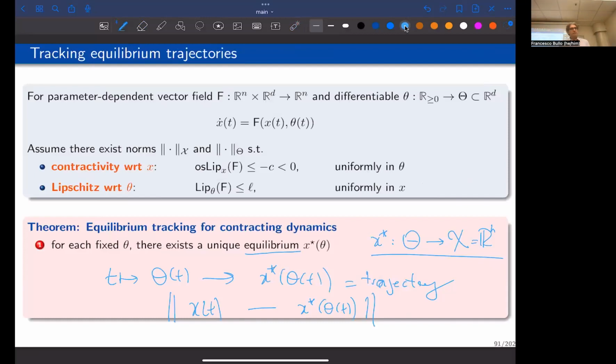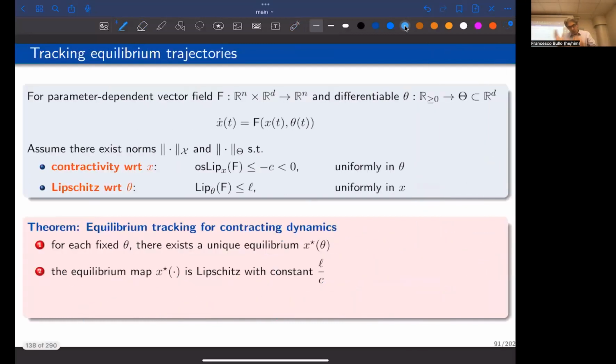Maybe I can still use contraction theory because I have two curves. I'm just comparing them, right? So how do I do that? We already said, because of the parameterized fixed point problem or the parameterized Banach contraction theorem in continuous time, the equilibrium map is Lipschitz with constant L over C.